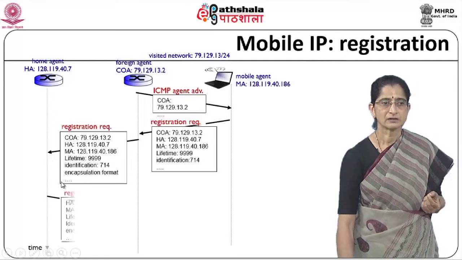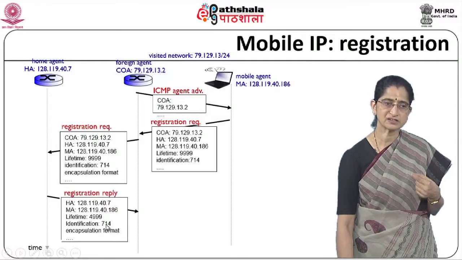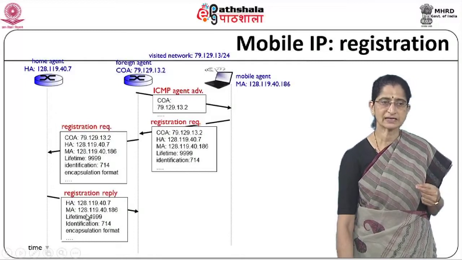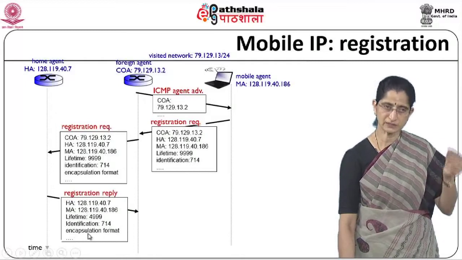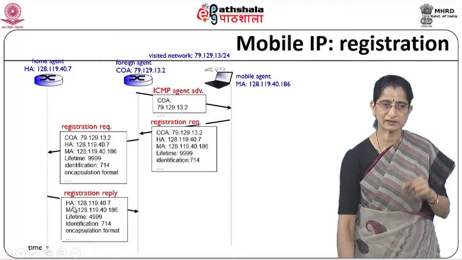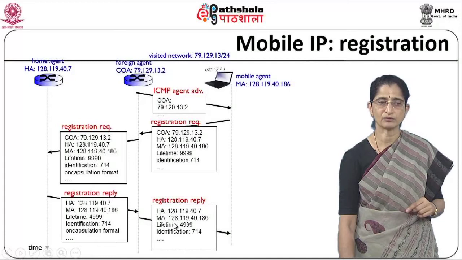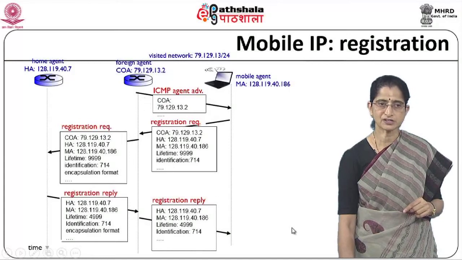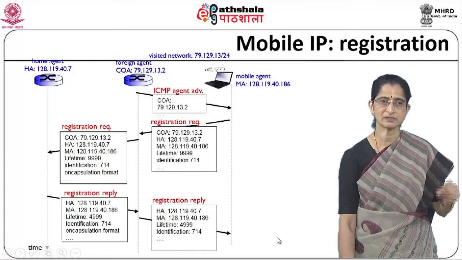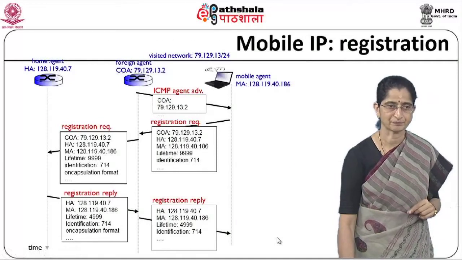Now the home agent will send a registration reply. The reply acknowledges that information. It gives the home agent address and the mobile agent address, and that again is forwarded by the foreign agent to the mobile agent. So this completes the mobile IP registration step.